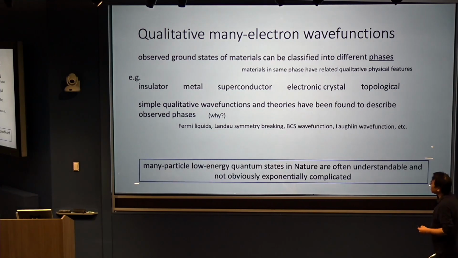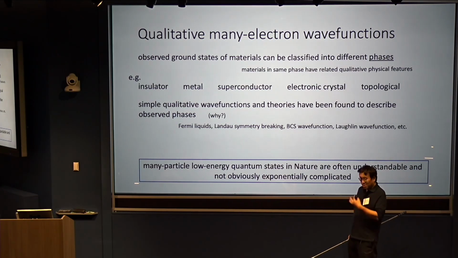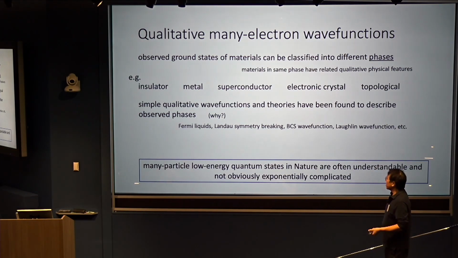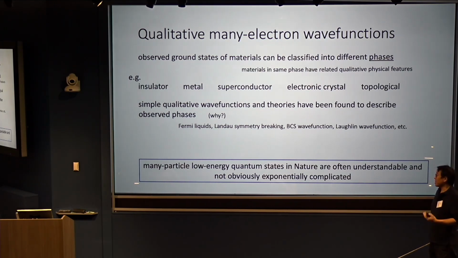But the take-home message about this is, rather than being this completely mystical and non-understandable kind of physical theory, we find that, at least in the natural world, the quantum wave functions that we see are often very understandable, and there doesn't really seem to be an exponentially large number of different qualitative behaviors. So this is a very big simplification.